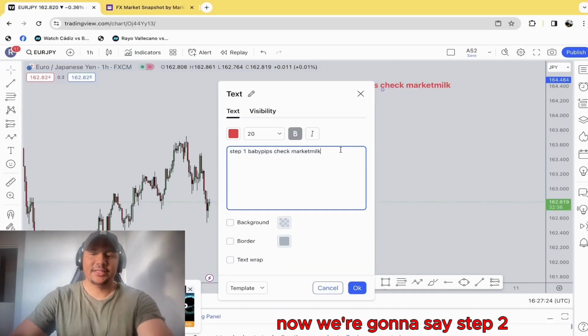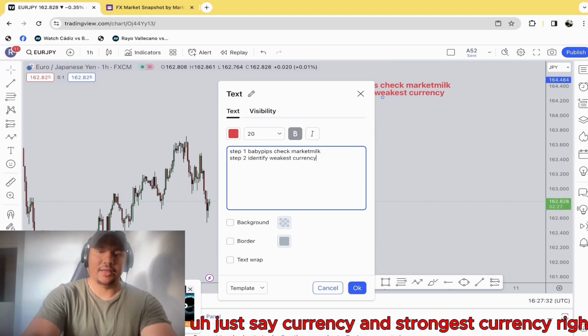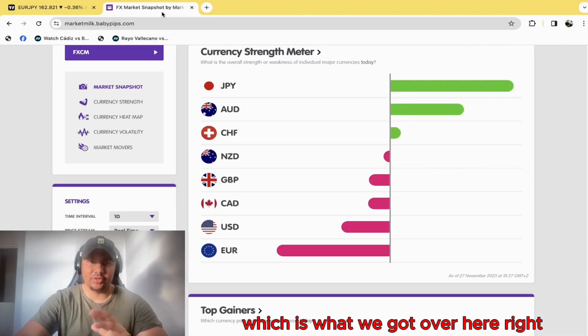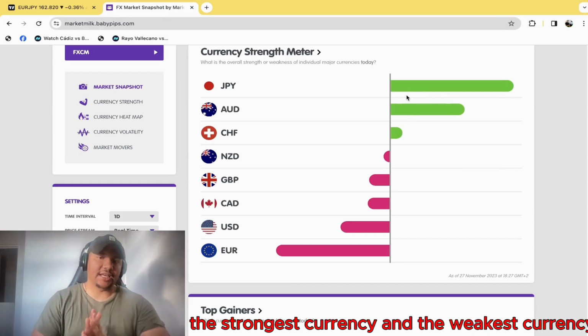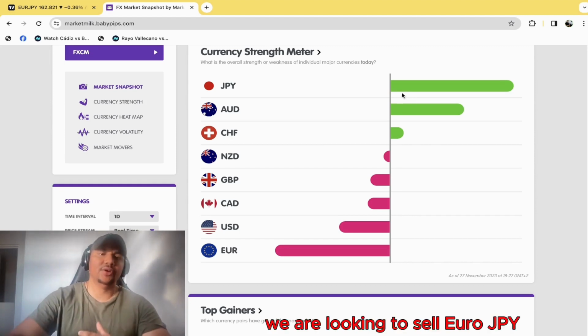Now we're going to say step two, identify the weakest currency and the strongest currency, right? So we're going to identify those two things first, which is what we got over here. The strongest currency and the weakest currency. Now we know in a situation like this, we are looking to sell EUR/JPY.